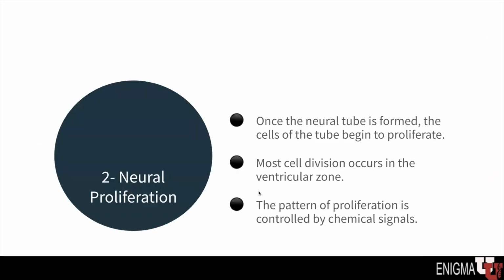So once this neural tube has formed, the cells of the tube then begin to proliferate. They tend to multiply. Most of this cell division occurs in the ventricular zone, so near the ventricles. And the pattern of this proliferation is controlled by chemical signals.